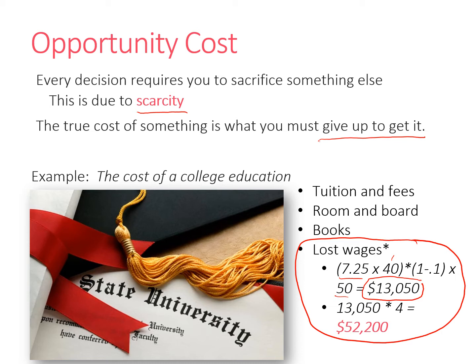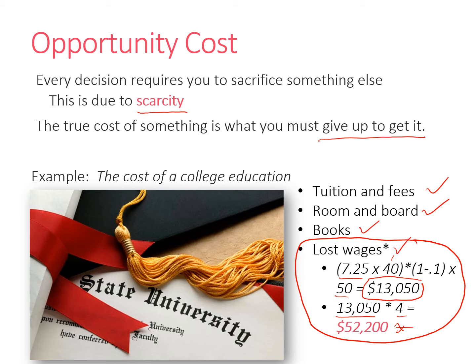Now, let's say you go to school for 4 years, you multiply the lost $13,050 times 4, and that means that you're actually sacrificing around $52,200 if you were working a minimum wage job to go to college. So in addition to your tuition and your room and board and your books and all that kind of stuff, you also want to make sure you add in your lost wages.